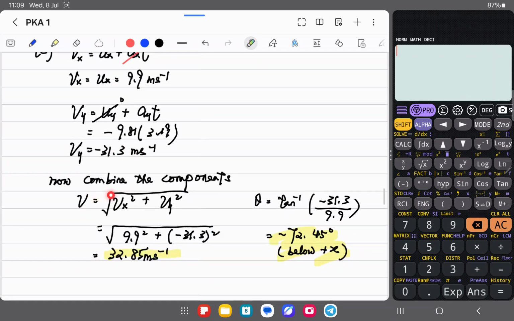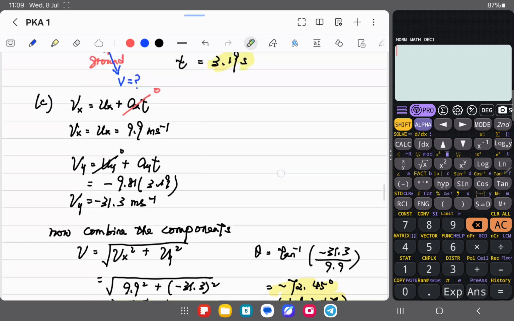Then we combine the two components to get the magnitude of the final velocity when the object strikes the ground. Using the Pythagorean theorem, I get 32.85 meters per second. Then how about the direction?